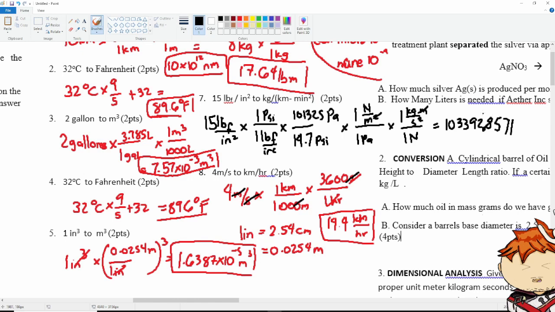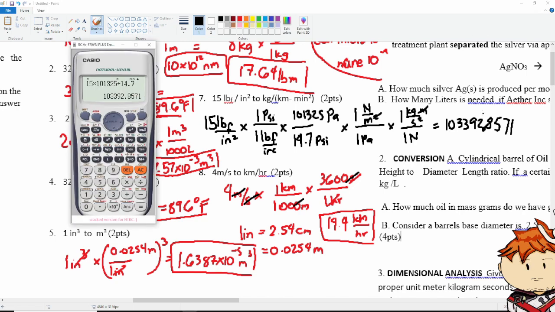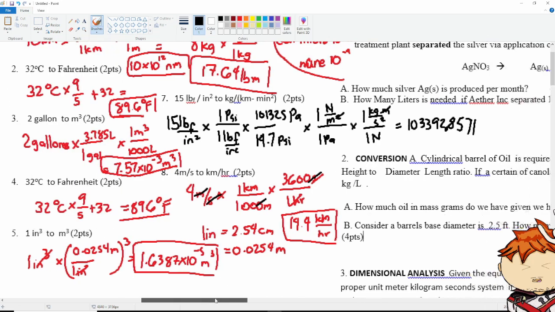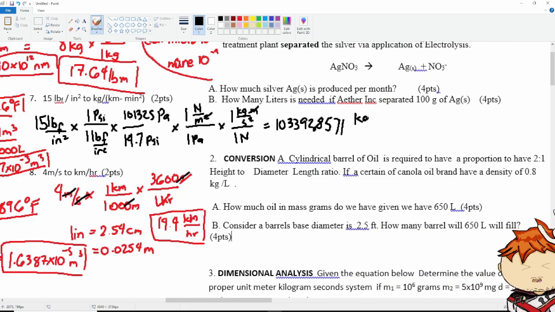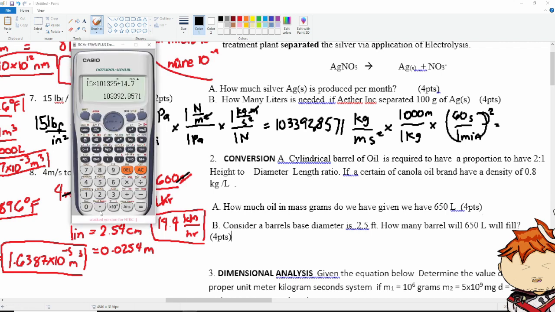103392.8571. There's a point here. Okay. So that unit is kilogram per meter second squared. That's the unit. And we want to convert it to kilometer per minute squared. So 1,000 meter at the top, because the meter is at the bottom, is 1 kilometer. And minute squared, so the second is at the bottom, so 60 second over 1 minute, squared. So that will become our final answer.